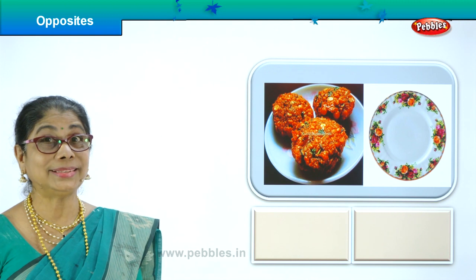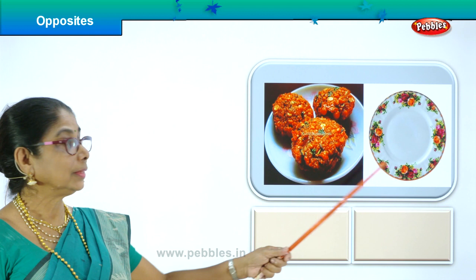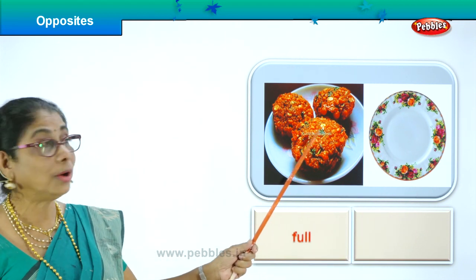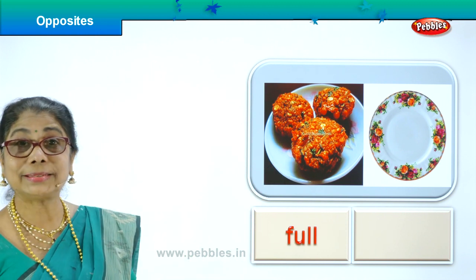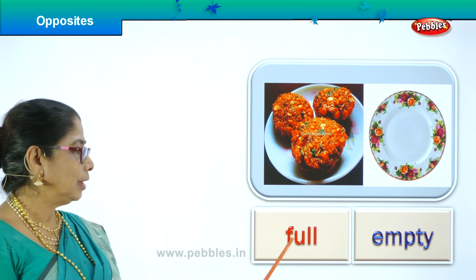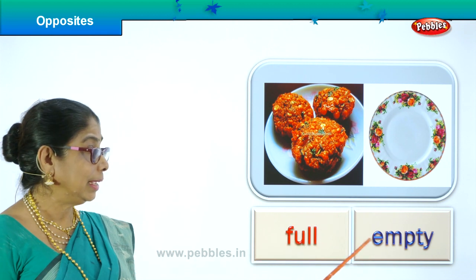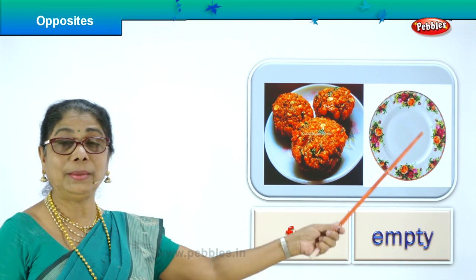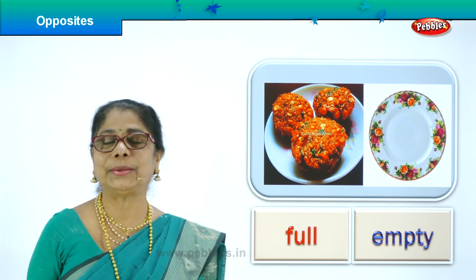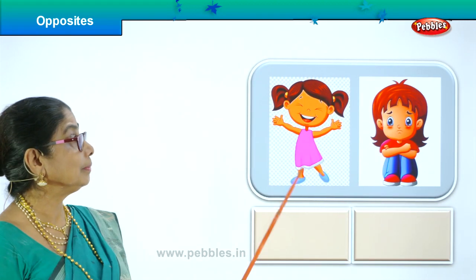We are learning opposites, yes? Good. Look at this. There are two plates here. This one is empty. This is full. Full of what? Nice hot vades. Good. Full. This plate is full of food. Full. This one empty. Empty. Full, empty. Good. Let's take another picture. See what we have here.